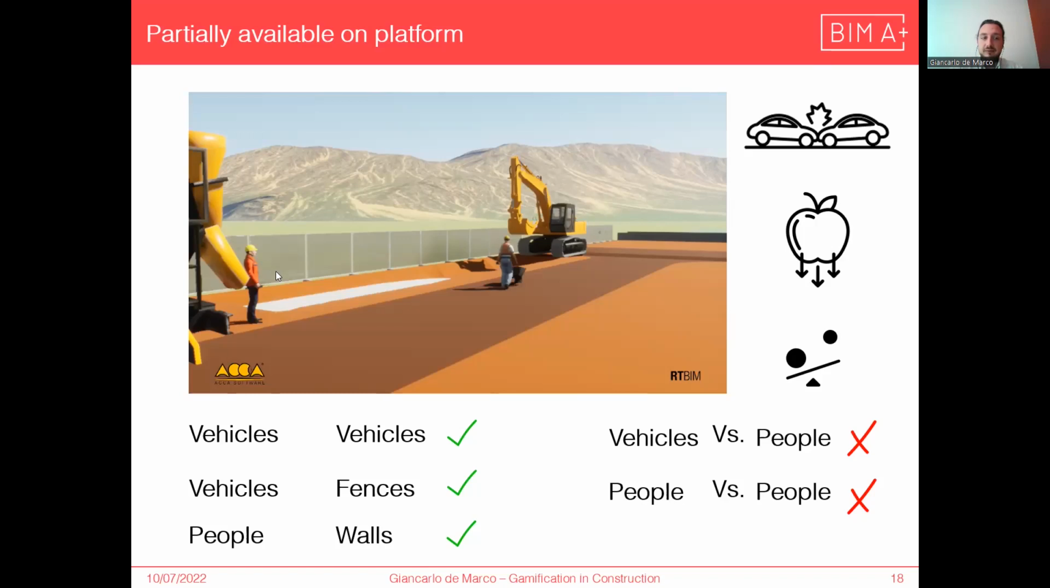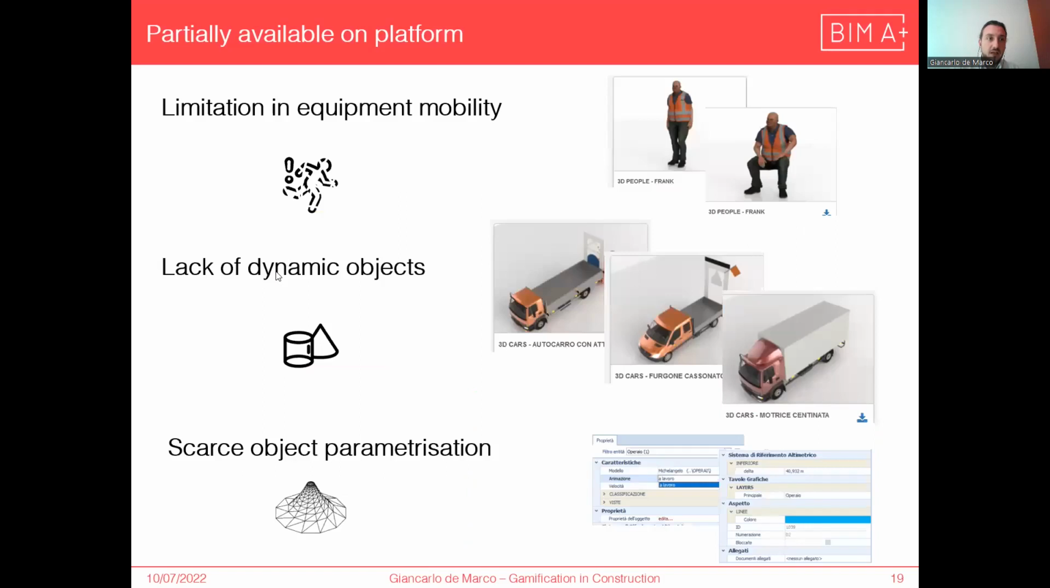So we have vehicles versus vehicles, and they actually collide, such as vehicles versus fences and people versus walls. But something that does not yet happen, as we see, is vehicles versus people. They do not collide; they actually intersect, and this doesn't make sense. This would affect the realistic effect that we want to deliver to our trainee.